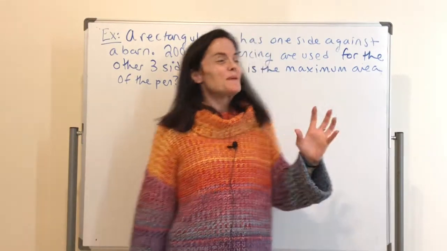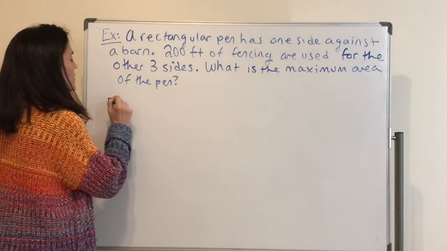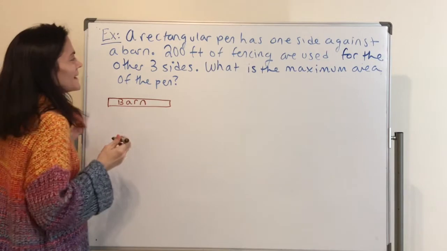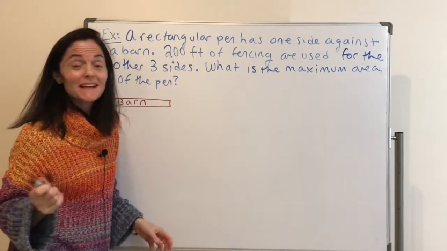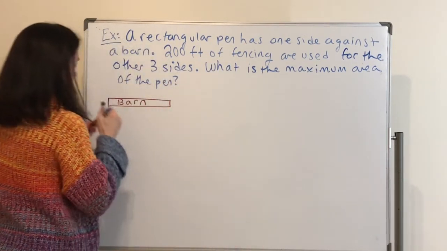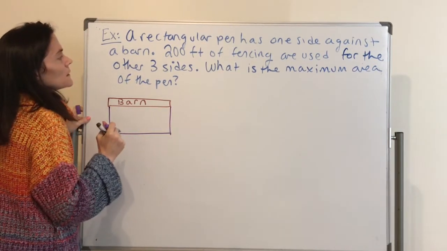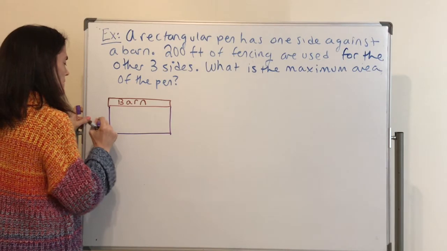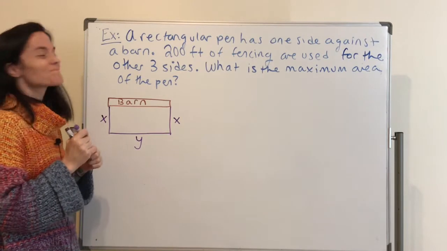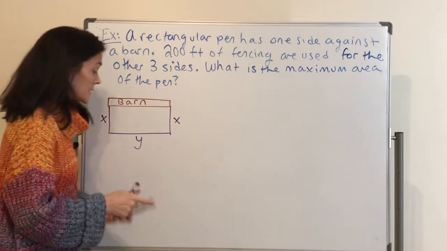A rectangular pen has one side against a barn. Let me draw a barn. Okay, and then 200 feet of fencing are used for the other 3 sides. Maybe I will make my fence part purple, like this. And if I call this, let's say, x, x, and y, okay? What is the maximum area of the pen?